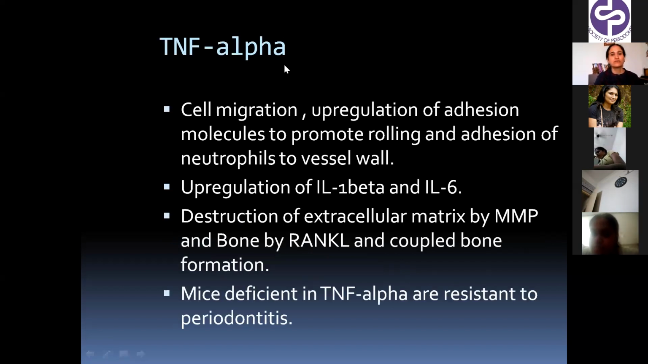Another cytokine you need to remember is TNF-alpha. This is an important cytokine which leads to cell migration, upregulation of adhesion, upregulation of IL-1 beta and 6, and destruction of extracellular matrix by MMPs and bone cells. So TNF-alpha is important in elaboration of other types of cytokines. It's important in RANKL activation, and we have seen that TNF-alpha deficient mice had less periodontitis. That means it's one of the key cytokines which will lead to the resorption of bone and periodontitis.